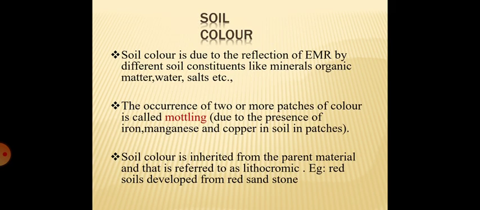0.05 millimeter. Here we'll discuss the soil color. Soil color is due to the reflection of EMR by different soil constituents like minerals, organic matter, water, salts, etc. The occurrence of two or more patches of color is called mottling. It is due to the presence of iron, manganese, and copper in soil in patches. Soil color inherited from the parent material is referred to as lithochromic. For example, red soils developed from red sandstone.